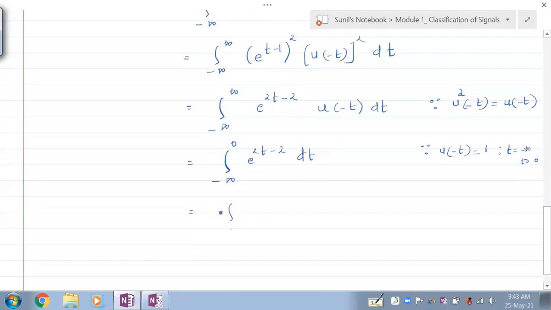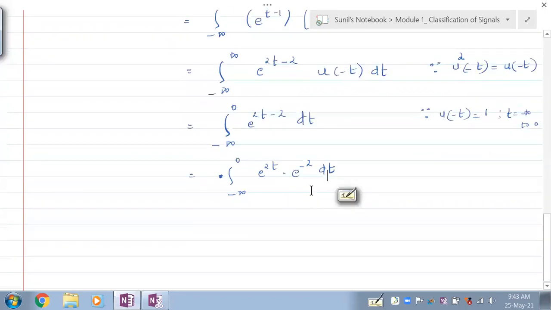So let's not have this. So it's minus infinity to 0 e power 2t into e power minus 2 dt. Which is the signal among these two? See here, e power minus 2 is not a signal, mind you.